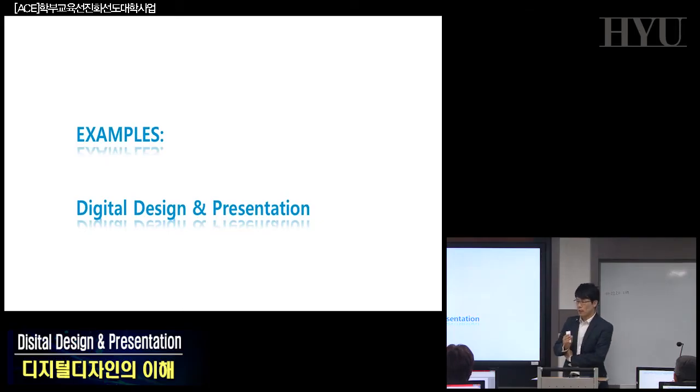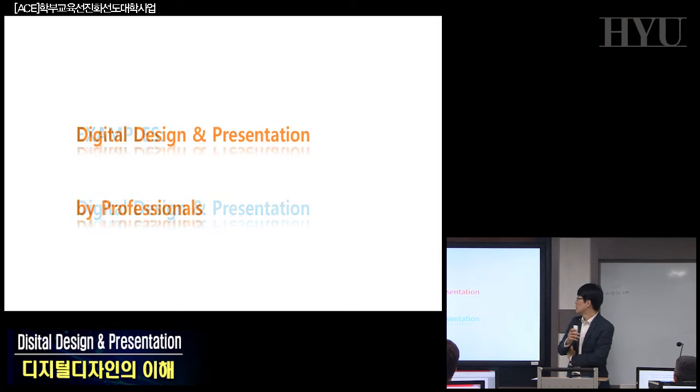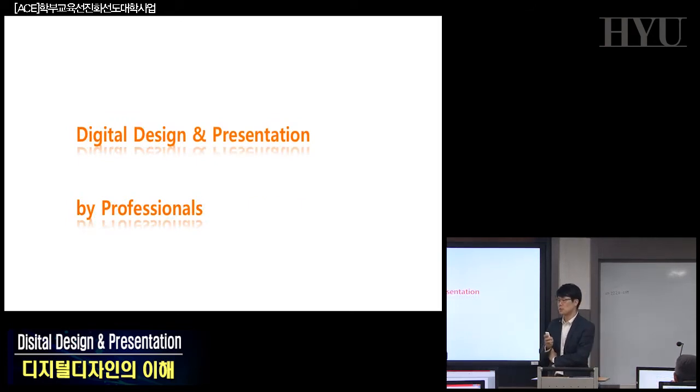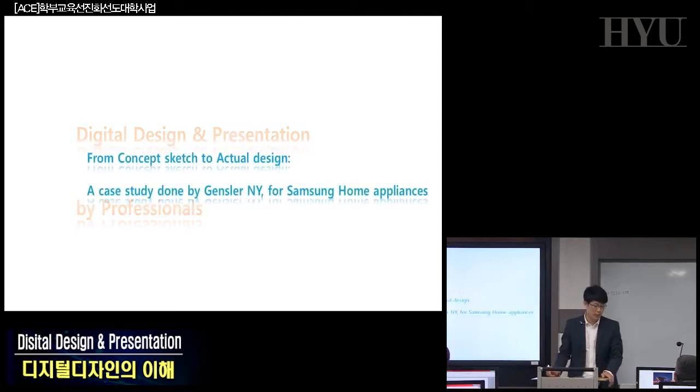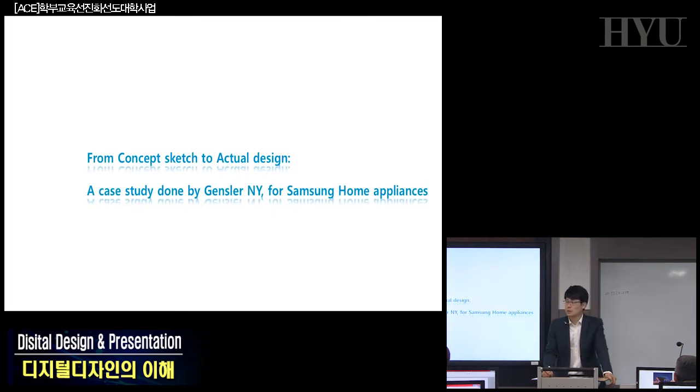Before doing that, for the rest of the lectures, I prepared two different types of examples of digital design and presentation. First, those done by professional designers in some actual projects, and second, those done by students, including final project examples. Let's take a look at what there is. First one is a kind of hand-drawing-based design presentation and actual project. From concept sketch to actual design, a case study done by Gensler, New York.